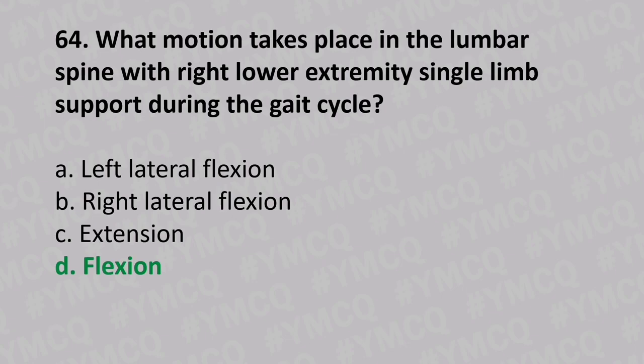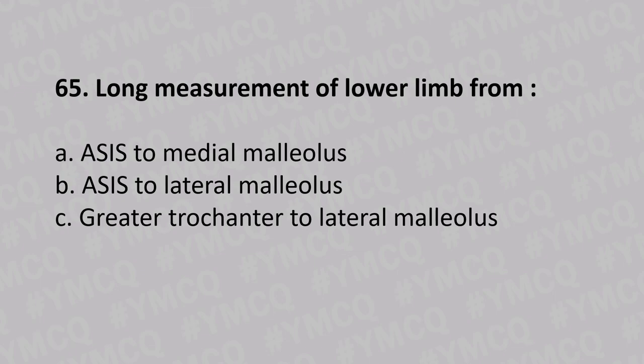Moving to our 65th question. Measurement of true length of the lower limb. Option A, ASIS to medial malleolus. Option B, ASIS to lateral malleolus. Option C, greater trochanter to lateral malleolus. And the answer is option A, ASIS to medial malleolus.